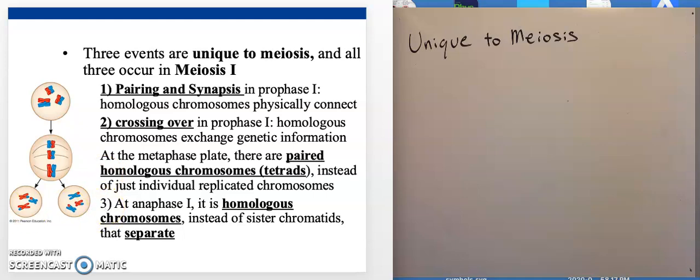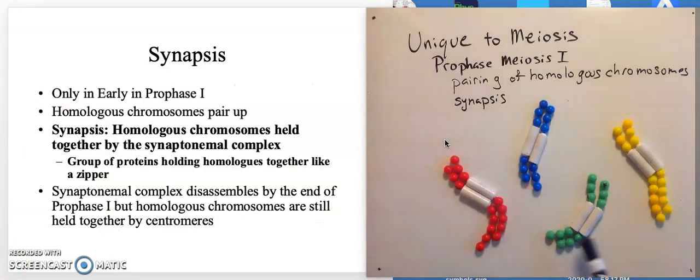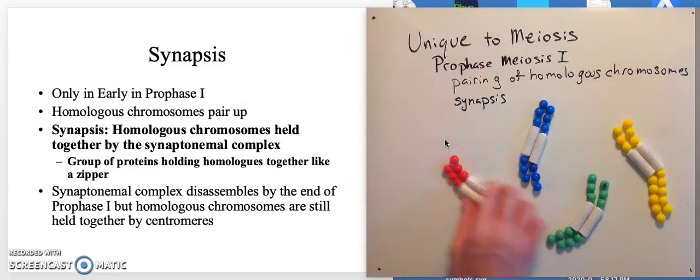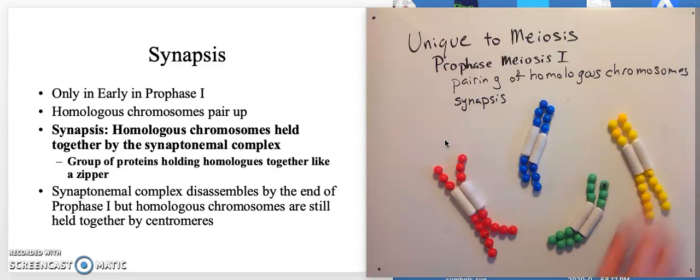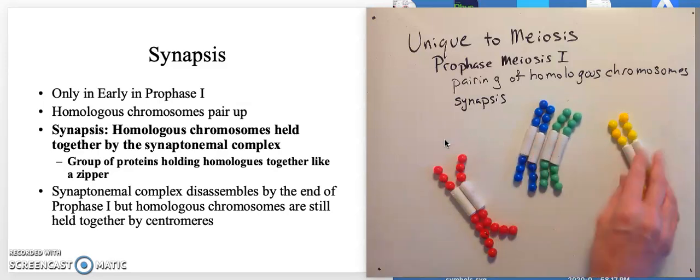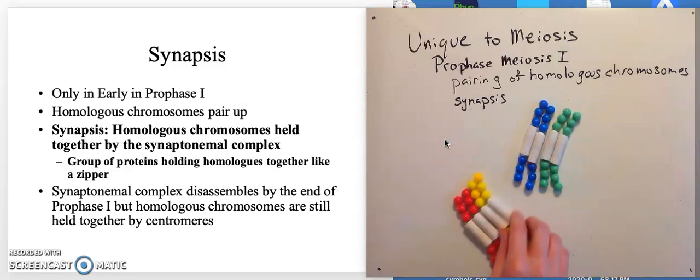So the first thing that happens is pairing and synapsis. So here's our cell in early prophase of meiosis 1. The DNA is starting to condense. This is during the mitotic phase, so DNA replication already happened during S phase of interphase. And the first thing that has to happen is the homologous chromosomes have to find each other. So they're floating around in the cell and they have to line up and match and find their homologous partner.